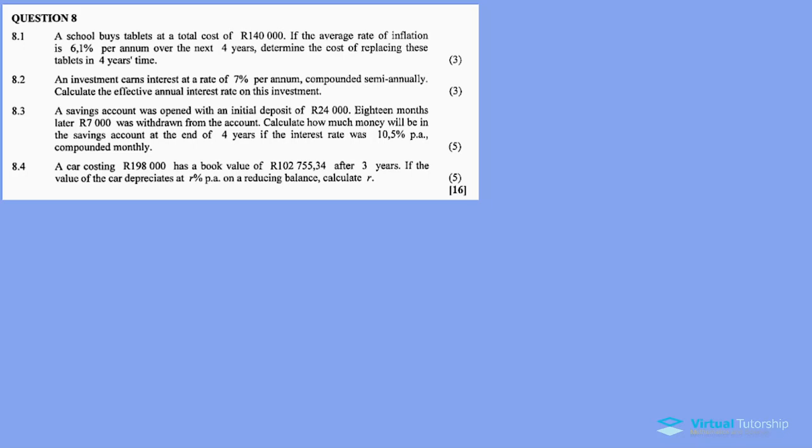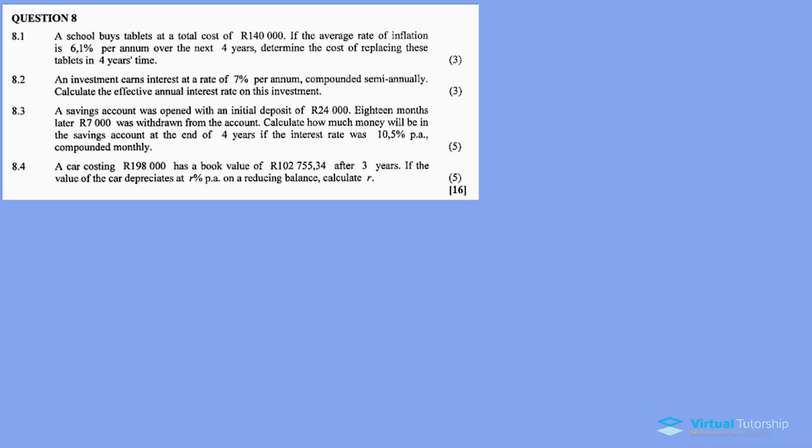timelines. Timelines help us understand, especially whenever a question involves change in interest rates as well as deposits and withdrawals from the account in question, right? So in order to understand the transactions, you have to draw a timeline to keep track of deposits, withdrawals, as well as the change in interest rates, so that the timeline helps with your calculations. So question 8, it's financial mathematics.